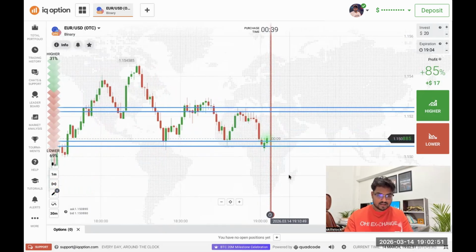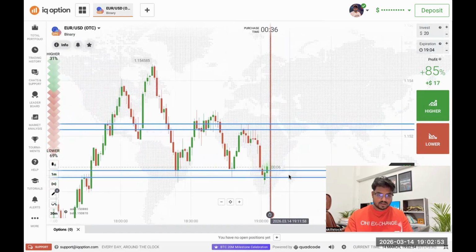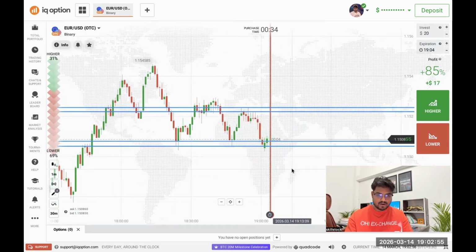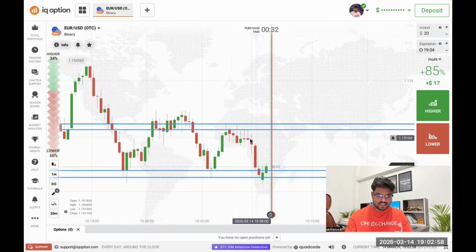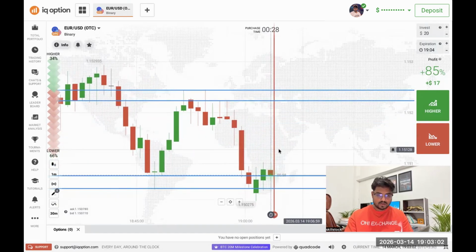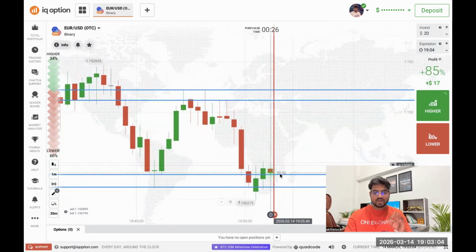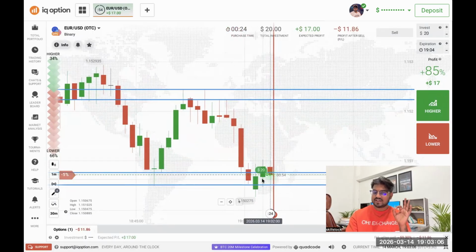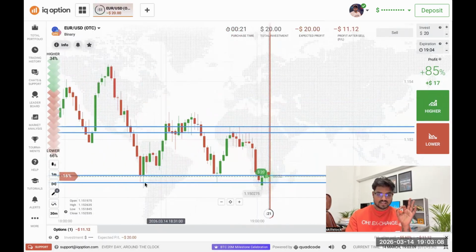So let's see. Here buyers are good. Buyers are nice in the market. I have placed these four lines here. Buyers are so good, I think, because buyers have already entered very strongly nearby. See, this is a buyer's zone. We can consider it as a buyer zone.